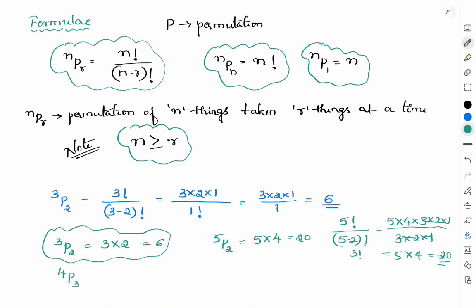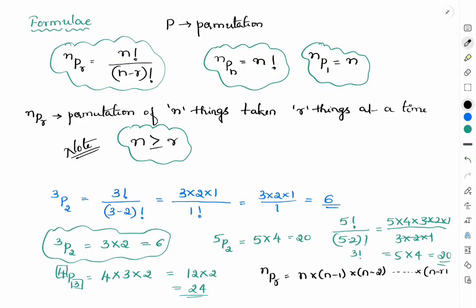See, if I have 4P3, here r is 3 and n is 4. Without applying the formula, first I'll write 4, then I have to write the three numbers lesser than 4 including it, means I have to write 4 into 3 into 2. This will give me the answer. 4 threes are 12, 12 into 2 is 24. 4P3 is 24. In general, this is written as nPr is equal to n into n minus 1 into n minus 2 and so on into n minus r plus 1.